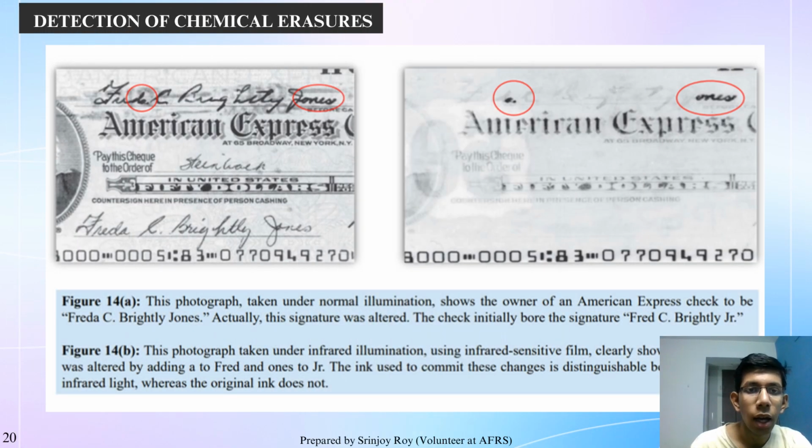Then see, the letters have been decolorized by using certain chemicals. This is the paper where the ink has been decolorized, and when this paper has been exposed under infrared light, the left side picture shows what the letters were. So under infrared light the letters were visible.